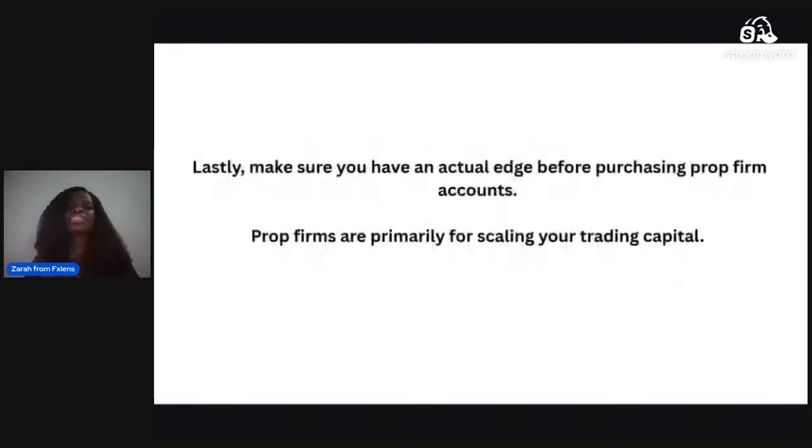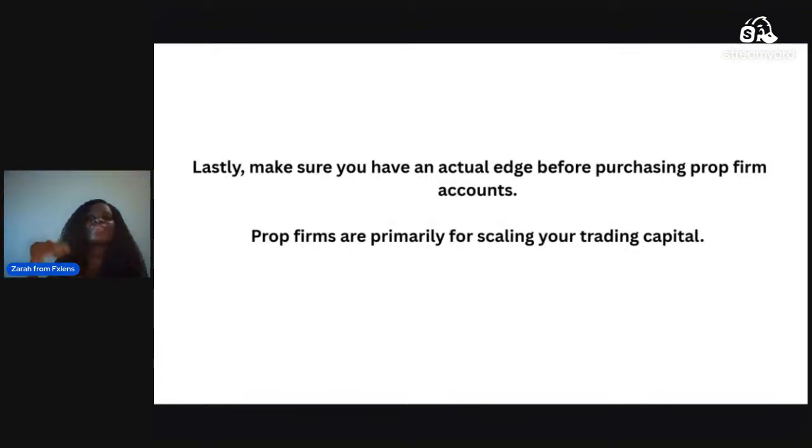And one last thing is that you need to make sure that you have an actual edge before purchasing prop firm accounts. I know that I've said this so many times. Prop firms are not where you learn how to trade. They are not trials, because quite frankly, they are also not cheap. You cannot be donating money to a broker and then you lose it because you exceeded the 6% trading rule. No.